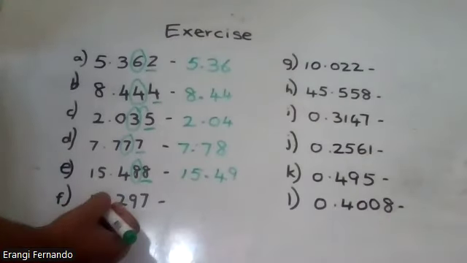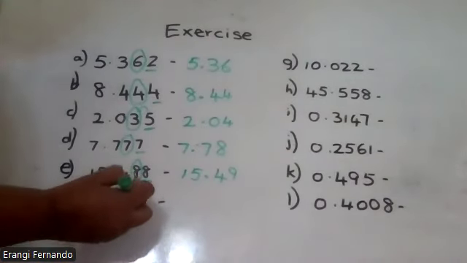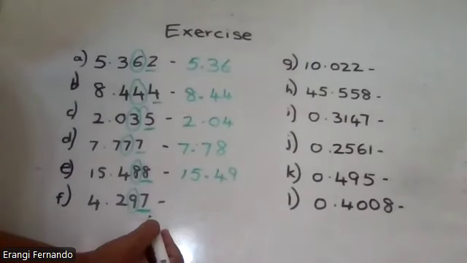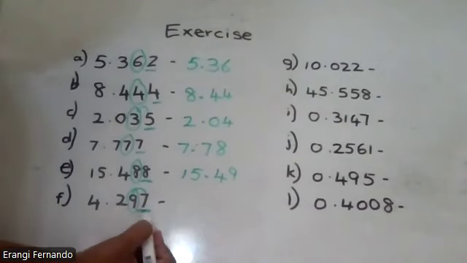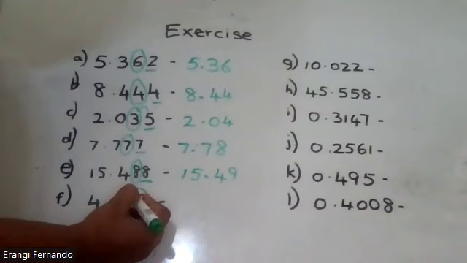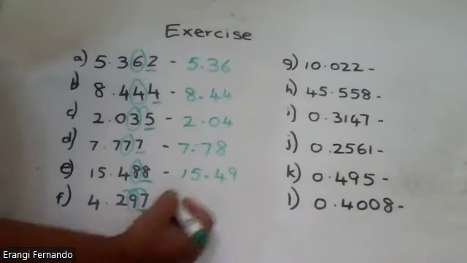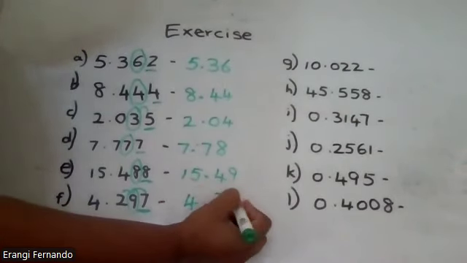Next one, 4.297. The second decimal place is 9. You have to consider the next-door value 7. It's more than 5. So 9, when you add 1, becomes 10. You cannot write 10 here. You have to give 1 to the first decimal place. So when you round off, it's 4.30.